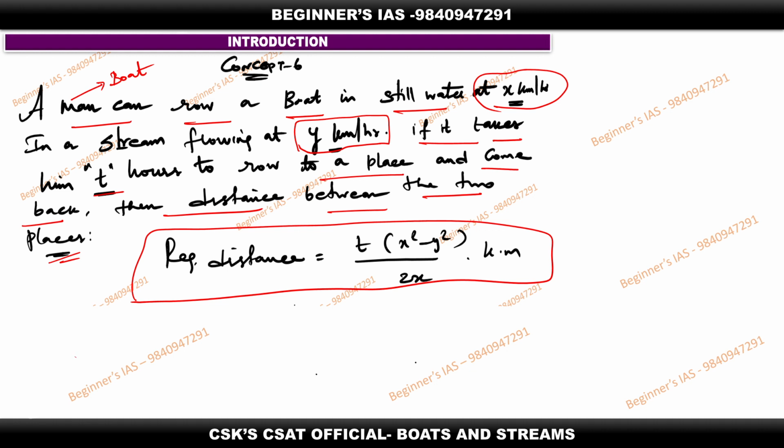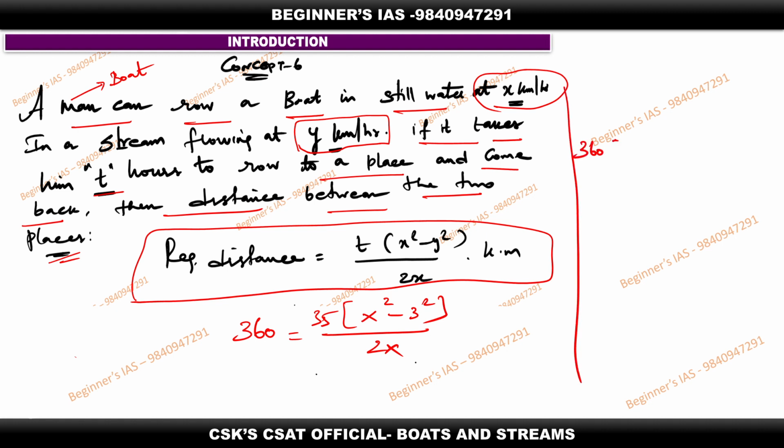So let us take this scenario here. Here the distance is 360. Here t is nothing but 35 hours. Then x is nothing but the boat speed. So therefore x square. Here you can see in the question the stream is flowing at 3 km per hour, therefore 3 square, which is divided by 2x. Okay, you can use this one.